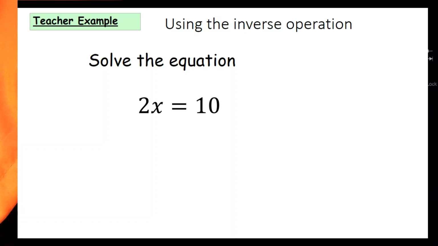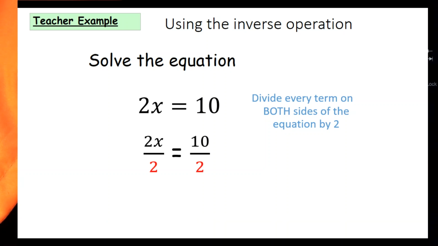Now, the next one, 2x equals 10. What 2x actually means is 2 multiplied by x. The inverse of multiplying is dividing. So what we need to do now is divide both sides by 2. And then the answer you should get is x equals 5. So to check again, substitute 5 into your equation, 2 times 5, and you get 10.